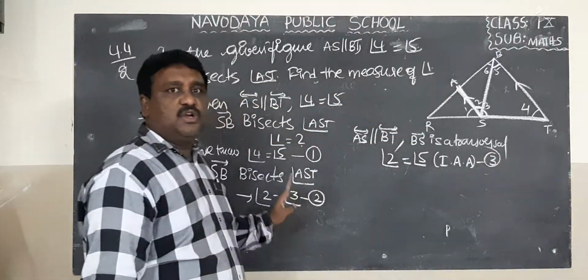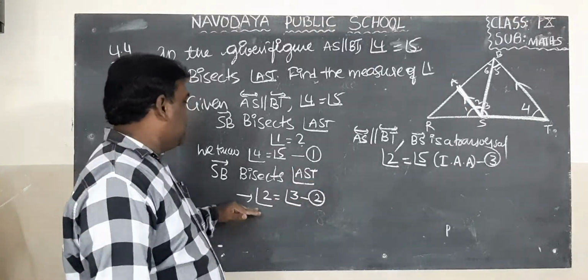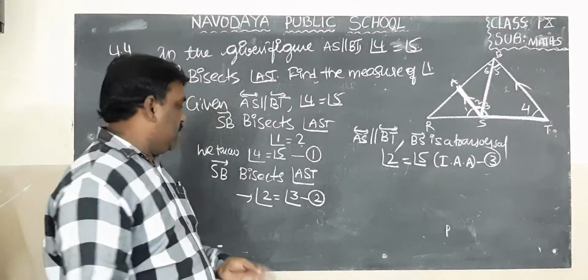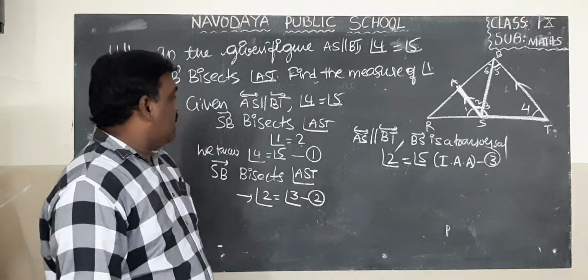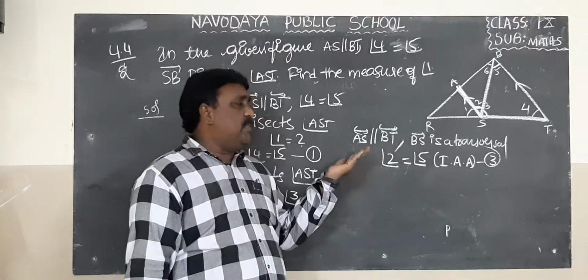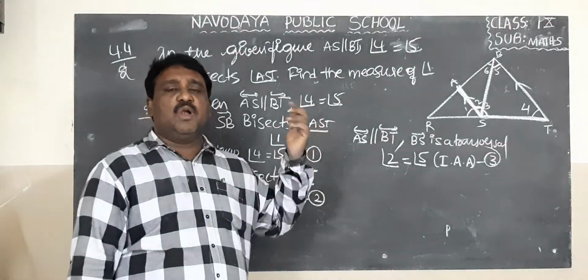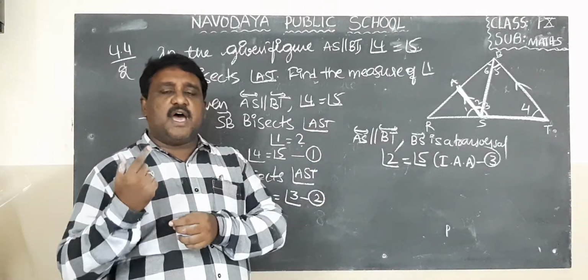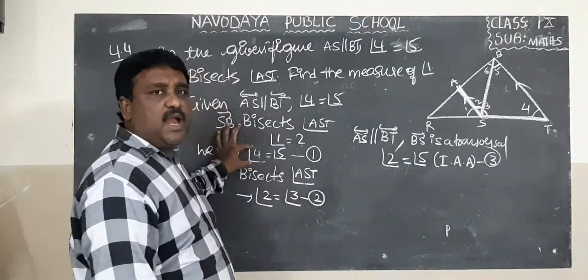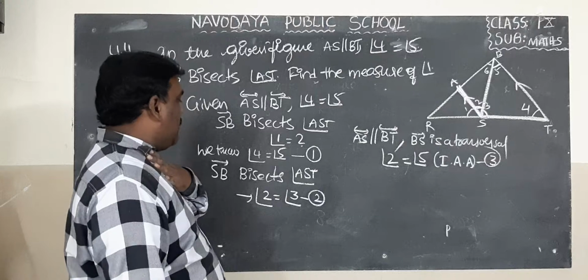Third part. First part, according to the problem, first part is what? Angle 4 equal to angle 5. Equation 1. Second one is according to the angular bisector property. The angular bisector divides the angle into two equal parts. Angle 2 and angle 3 are equal. Third one is what? AS parallel BT, BS is a transversal. Okay? Then what are the angles equal? Angle 2 equal to angle 5. Why are they equal? Because they are interior alternate angles. So that is the third part. First one, angle 4 and angle 5 equal. Second one, angle 2 and angle 3 equal. Third one, angle 2 and angle 5 equal.